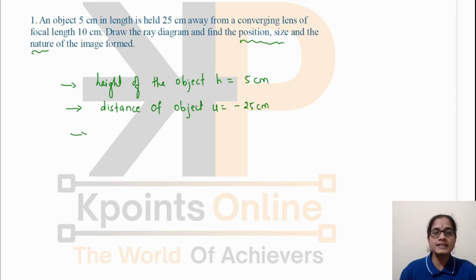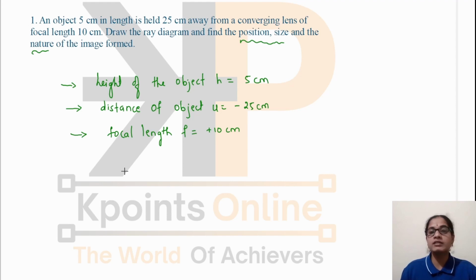And focal length is 10 cm. And we know that focal length for a convex lens is positive. Now we have to find the image formation, where it is formed. We have to find out the distance of the image formed and also its nature and size.